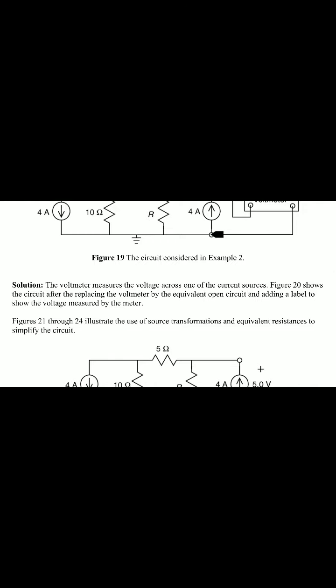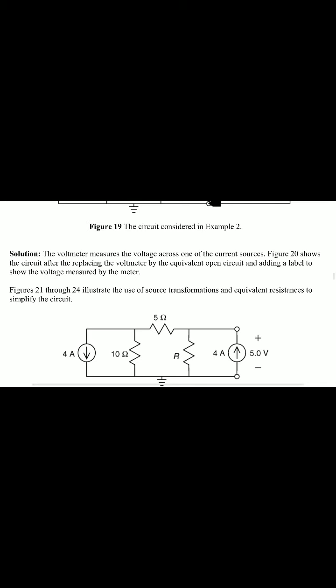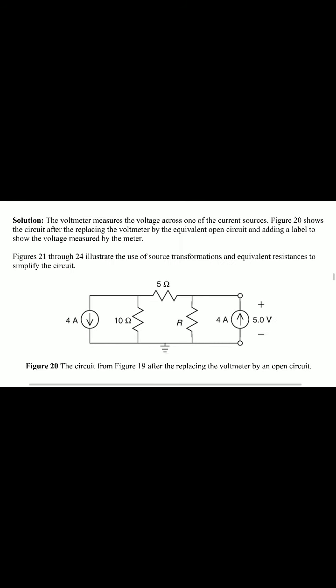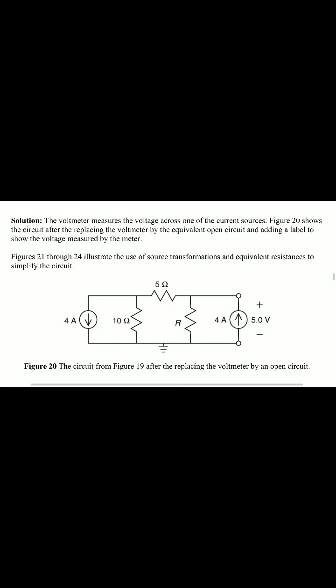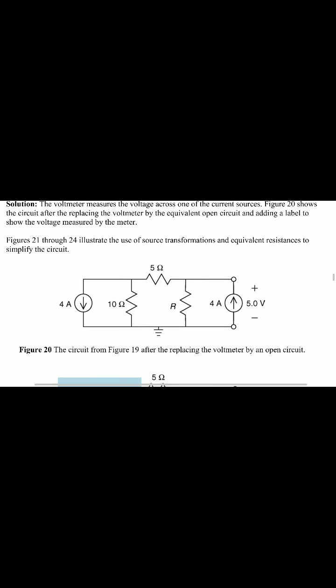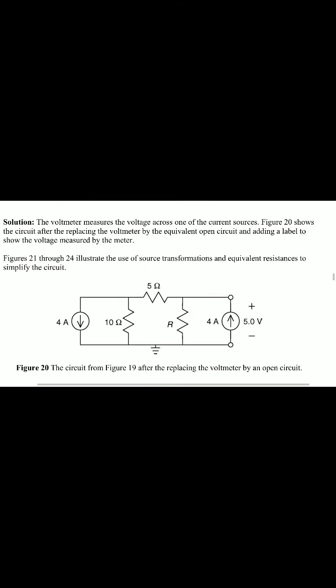Figures 21 through 24 illustrate the use of source transformations and equivalent resistance to simplify the circuit. Here is figure 20, the circuit from figure 19 after the replacement.